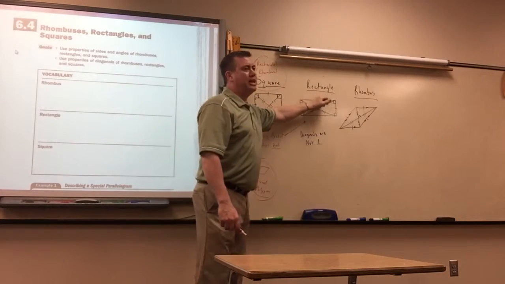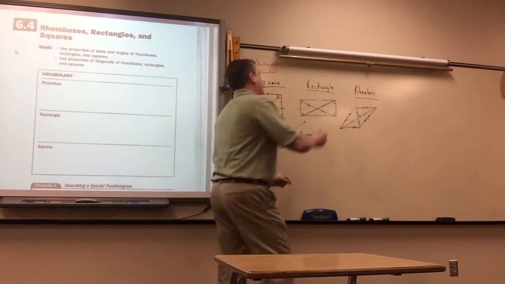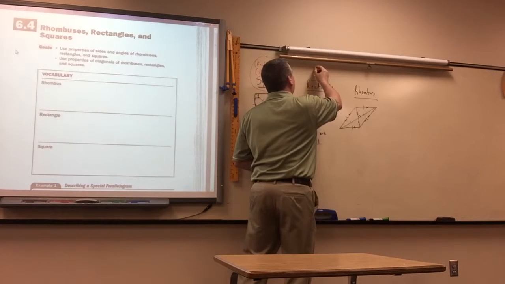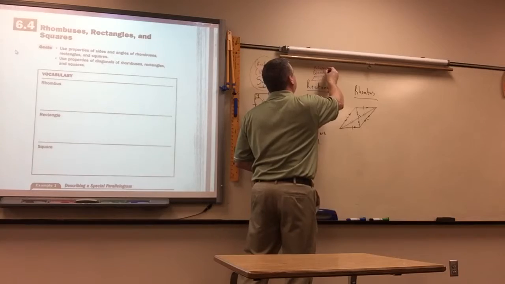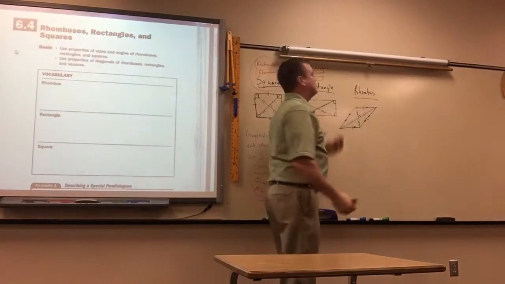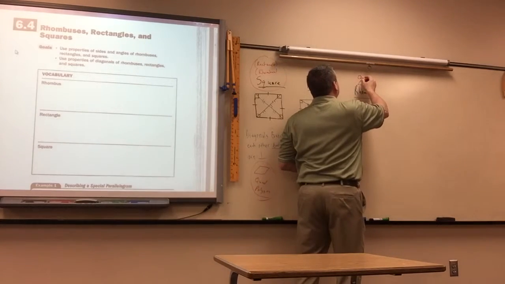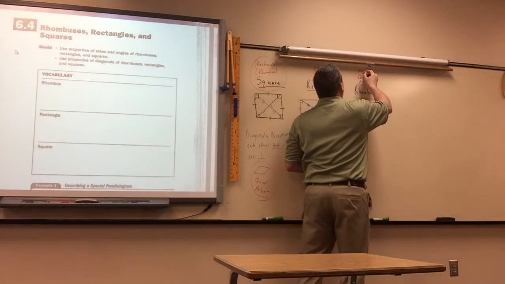So a rectangle, if you named all its names, it would be a rectangle, a parallelogram, a quadrilateral, or a polygon. Same thing with a rhombus. Rhombus is most specific, but you can also call it a parallelogram, a quadrilateral, and a polygon.